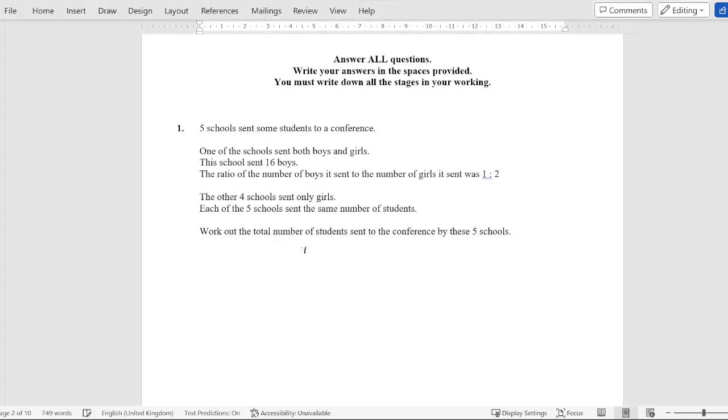So I'm going to start by looking at the ratio of boys to girls. For the first school, we were told it was 1 to 2. And we were also told that there were 16 boys, which would mean that there are 32 girls. So making a total of 48 for that school. So that is one of 5 schools. So 5 times 48 is going to give us 240.